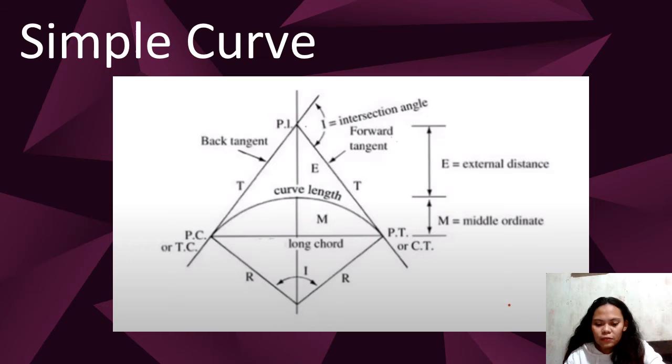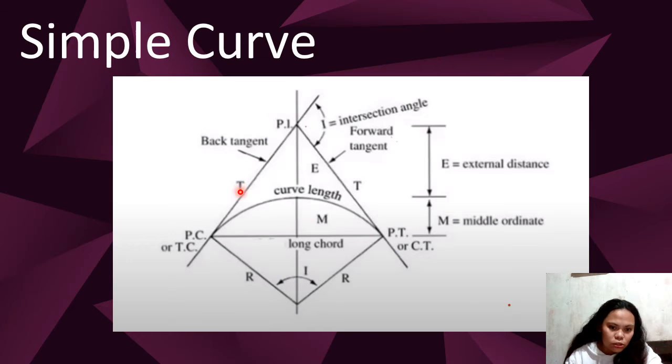In simple curve, we have several elements that we need to compute prior to the actual layout of our curve. So we need to determine the value of these elements. So basically kung gusto natin i-plot ang curve natin, we position our instrument in PC. This is the point of curvature. This is the point where our simple curve begins. Next is the PT, the end of our simple curve, which is the point of tangency. Then we have here the back tangent and the forward tangent.